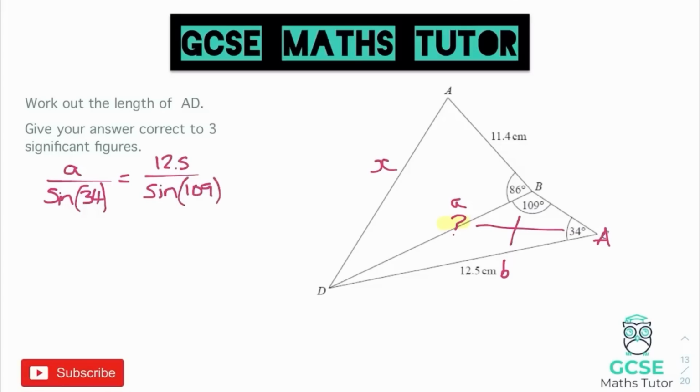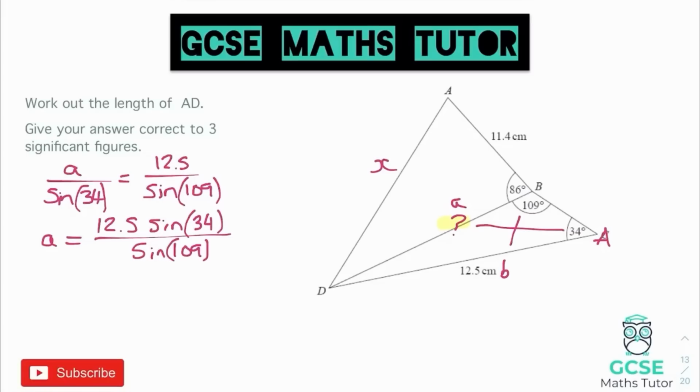So we have one step to rearrange that to get our answer for that missing side length in the middle of the two triangles. And I can do that by multiplying sine 34 to the other side. Now when we do that, sine 34 will just go up onto the numerator. Of course you could work that side out and then multiply it by sine 34, but I prefer just to stick it on the top next to the 12.5. So we have 12.5 sine 34 all over sine 109.